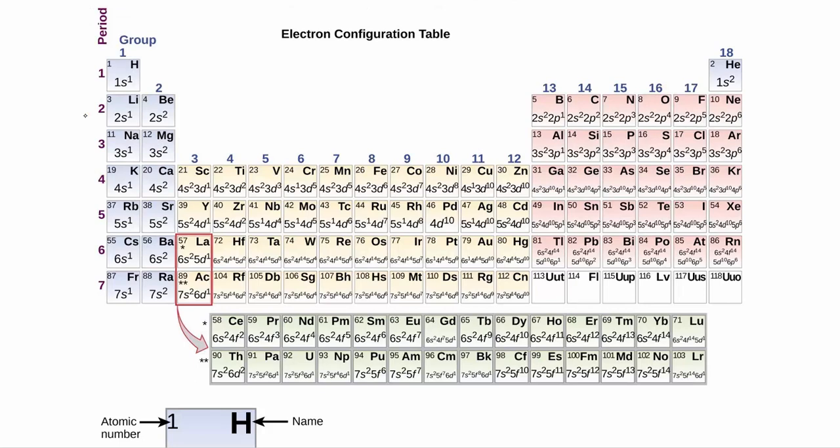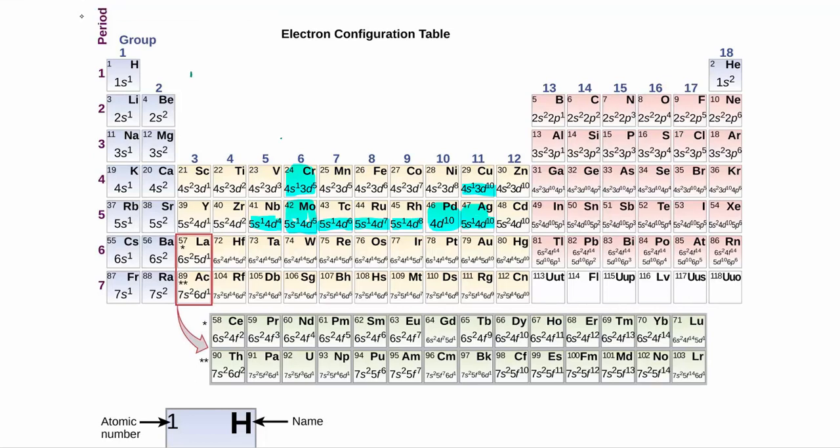Now, we do have some special cases where we have a half full s and a totally full d, or a half full s and a half full d. And those special cases are right here, and I just want to call your attention to them briefly. What happens is one of those s electrons gets promoted. And when that s electron gets promoted, there's just this special stability state. And because of that special stability state, there are some electron configurations that need to be remembered, basically.